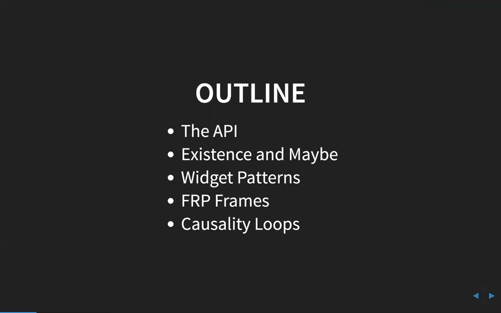I've got five main sections. I want to give a quick overview of the Reflex API. I want to talk about what I call existence and maybe. Some widget patterns that just come up a lot. Then a little bit about FRP frames, which is about how Reflex works under the hood and some things that impact how you design your applications. And then causality loops and how to debug them.